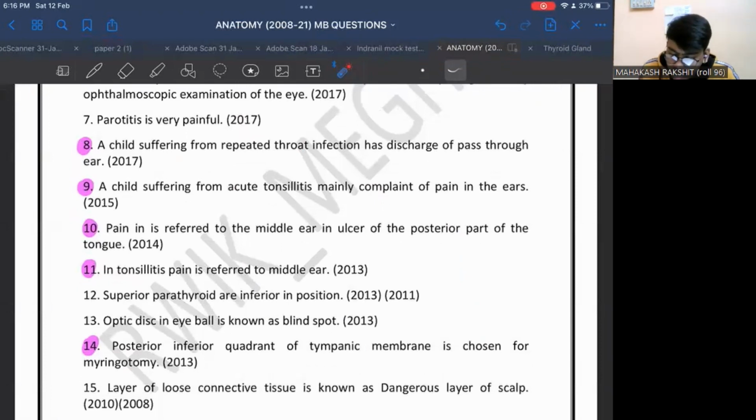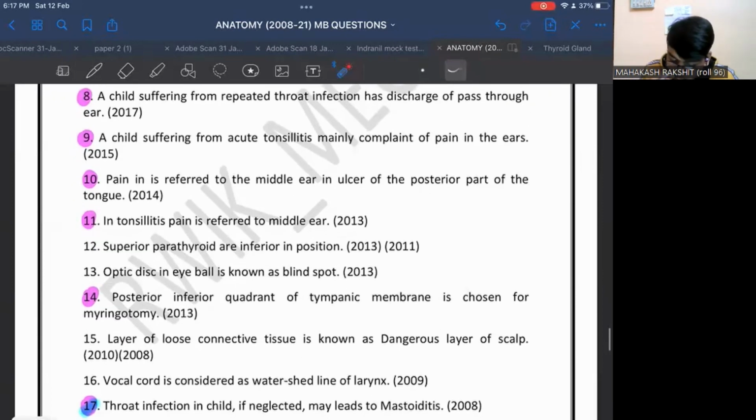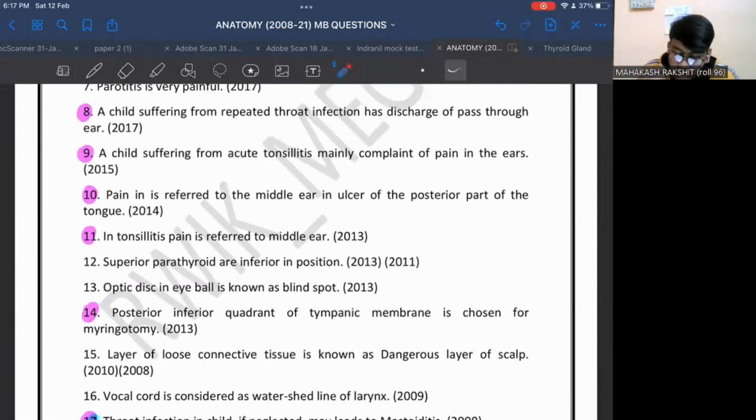Next question. Pain is referred to the middle ear in ulcer of the posterior part of the tongue. Very easy, just like the previous question. The posterior two-thirds of the tongue is supplied by which nerve? Both taste sensation and general sensation by the glossopharyngeal nerve. And the tympanic branch of the glossopharyngeal nerve supplies the middle ear cavity by the tympanic plexus. So the ulcer pain of the posterior part of the tongue will be referred to the middle ear cavity. Plain and simple answer. Same nerve, one region is getting affected, the pain will be felt in the other region. This is the concept of referred pain. Very easy.